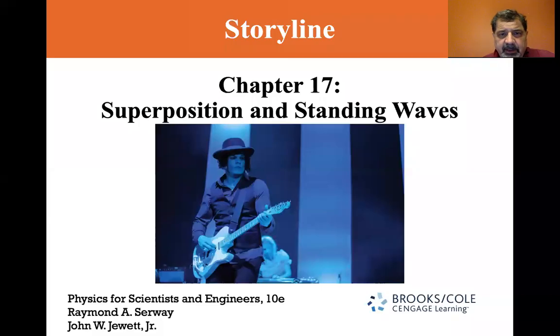Okay, we are at chapter 17, superposition and standing waves. Let's go ahead and share the PowerPoint, and it starts off with a picture of Jack White.